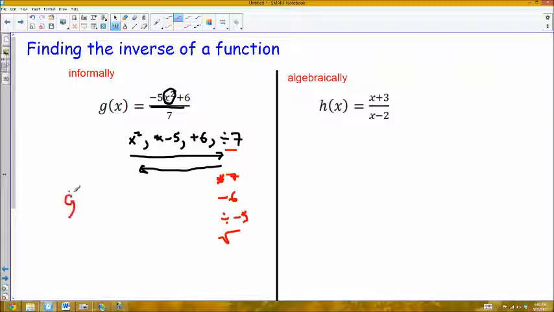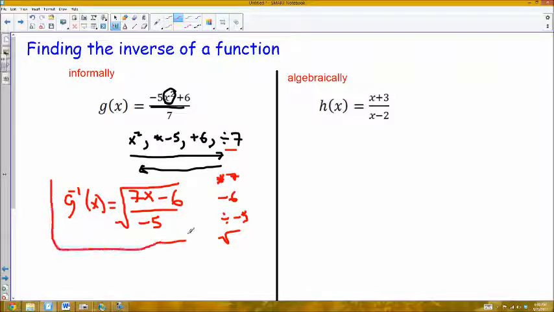So let's write this out. The inverse function g inverse will take the value x, multiply it by 7, subtract 6, divide by -5, and square root everything. Okay, so that is my inverse function.